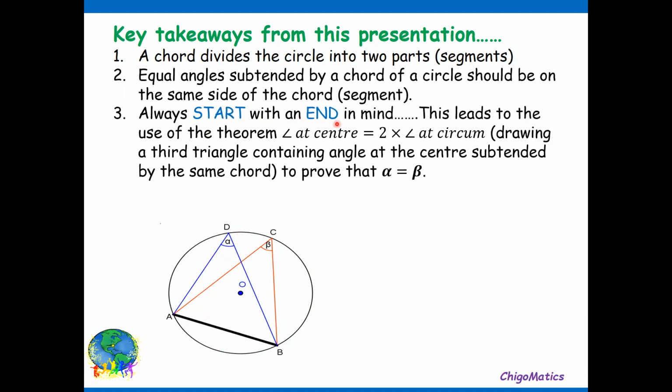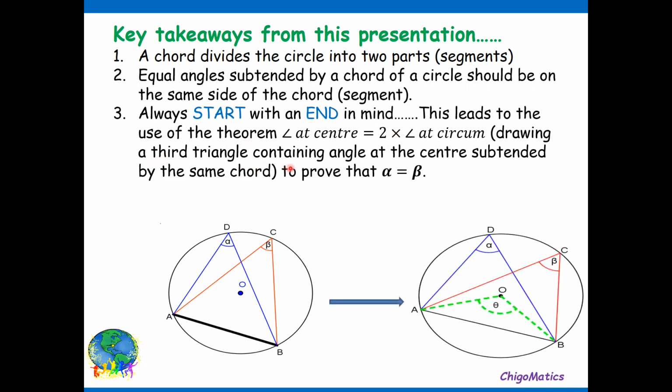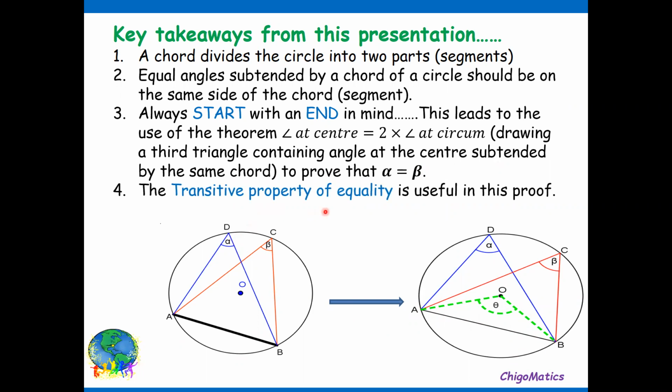Always start with the end in mind. This leads to the use of the theorem: angle at the center is equal to twice the angle at the circumference. Draw a third triangle containing the angle at the center subtended by the same chord to prove that alpha is equal to theta. This is the situation: three triangles, but this is the exact one which you are supposed to add on. The transitive property of equality is useful in this proof.